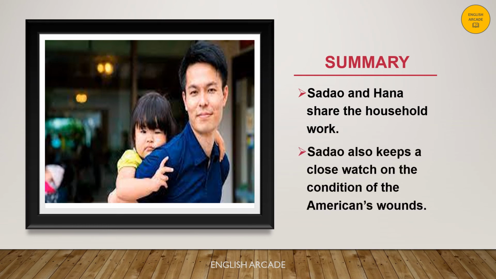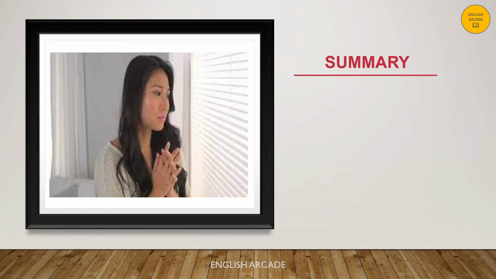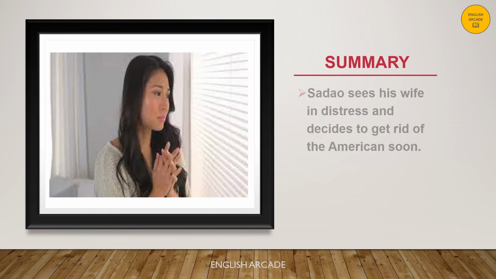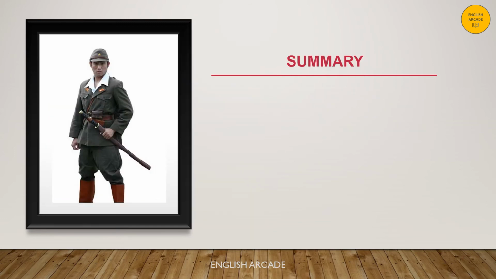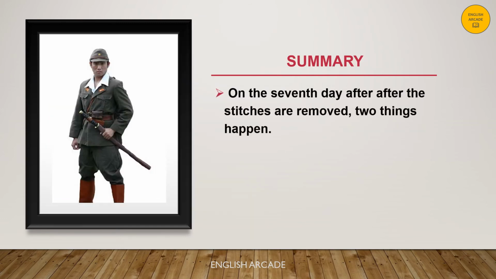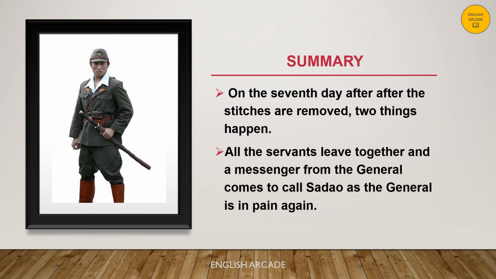So Sadao takes care of the children, but also keeps a close watch on the condition of the American soldier's wounds. Hana is quite disturbed, so Sadao sees his wife in distress and decides to get rid of the American soon. The American soldier feels better with each passing day. On the 7th day after his stitches are removed, 2 things happen. First, all servants leave together, and second, a messenger comes from the General to call Sadao, as the General requires him, as he's in pain again.